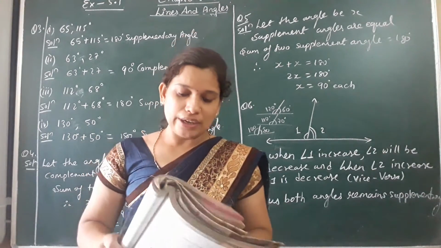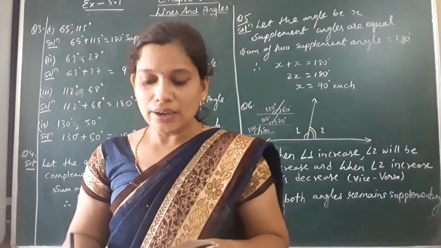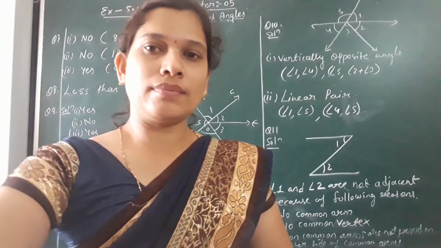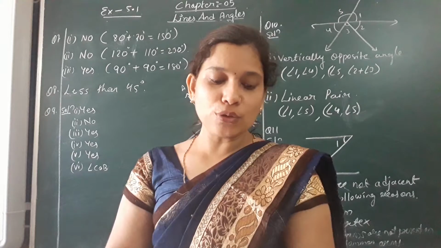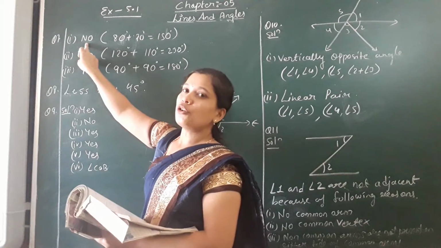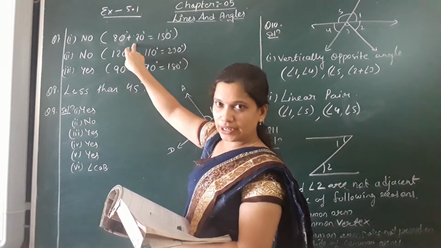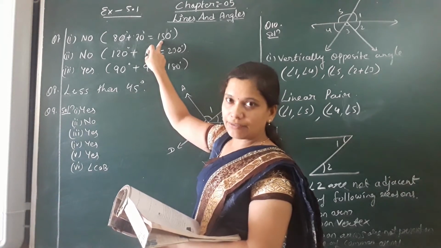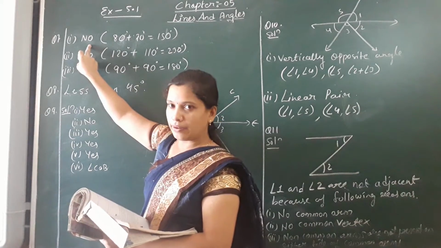Now what is the next question we are having? Can two angles be supplementary if both of them are acute, obtuse and right? Here the question is acute, obtuse and right. So dear students, when the two angles are acute, it won't be supplementary angles. For example, if 80 and 70 are both acute angles, when these two acute angles are added, the answer is coming 150, which is less than 180. So the sum of two acute angles will not be equal to a supplementary angle.